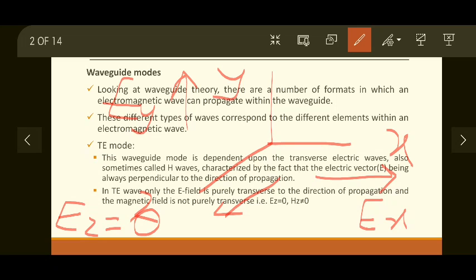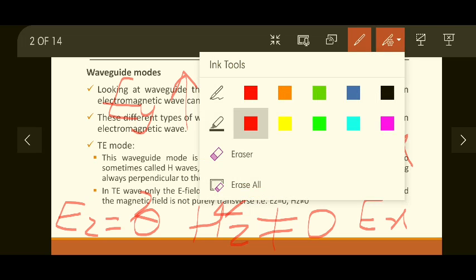These are about electric field components, but for the magnetic field components there is no such restriction. So Hx, Hy will also be there, and apart from that Hz will also be there. So Hz is not 0 for TE mode. TE mode only specifies the electric field components in the direction of wave propagation. So that is TE mode.